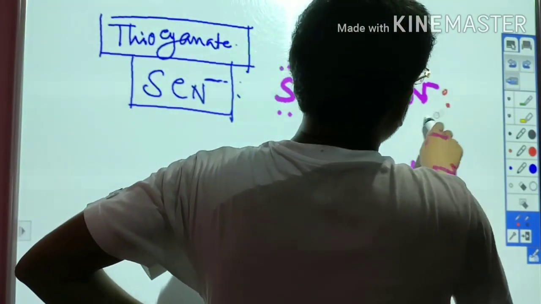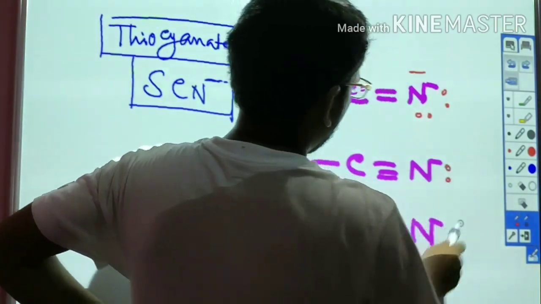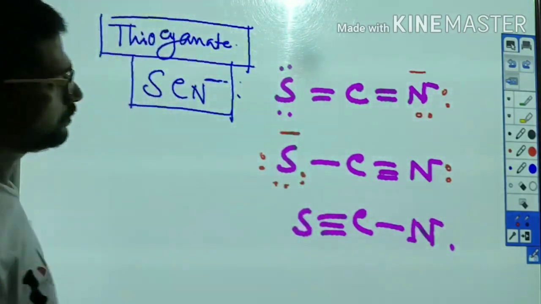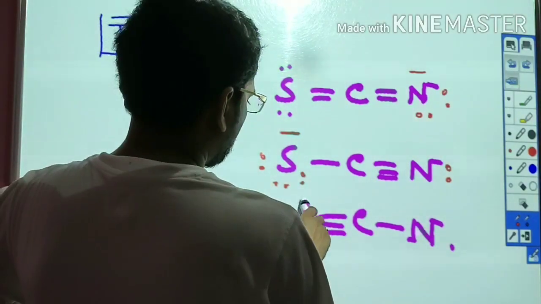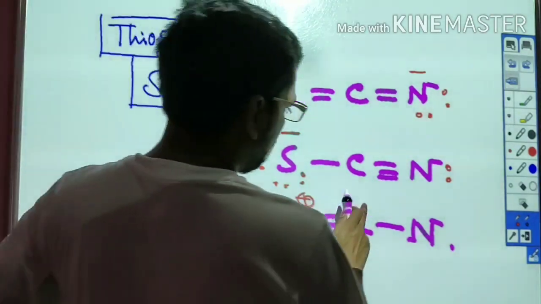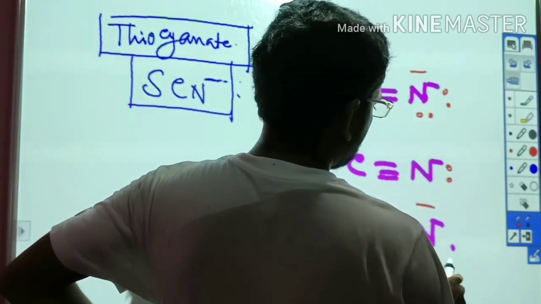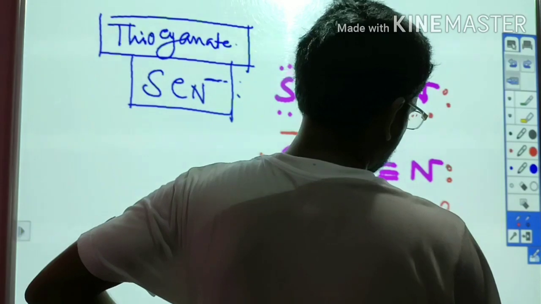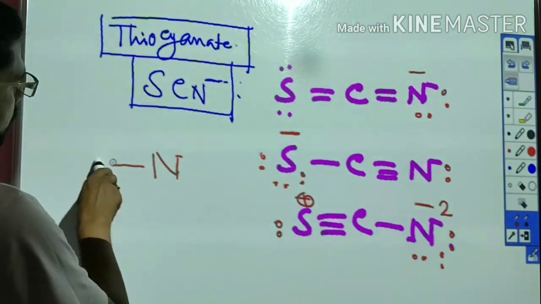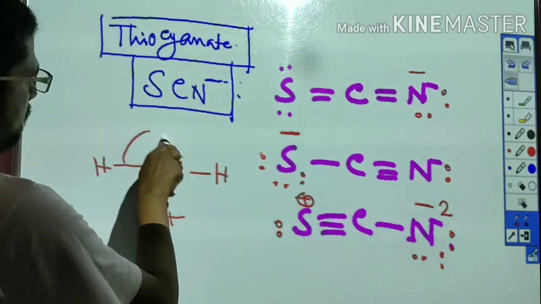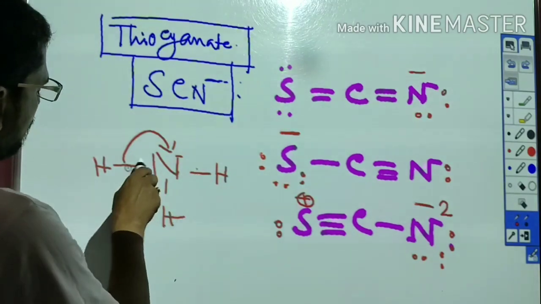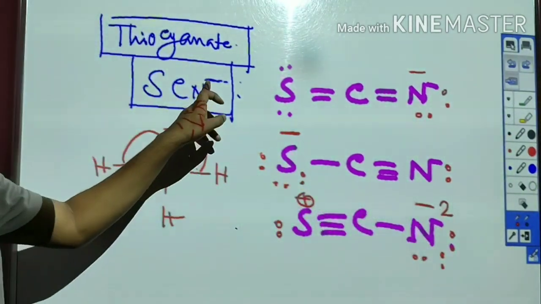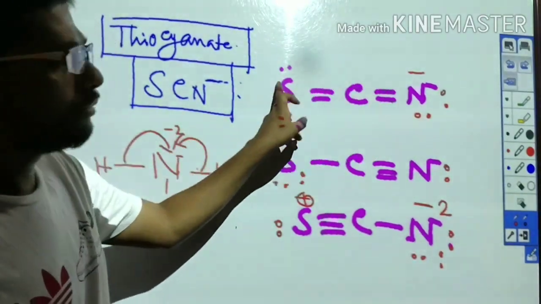Here it is negative, so 2, 4. Here only 2. Here oxygen like sulfur, so -1, so 2, 4, 6, 7. That's -1. Here sulfur is positive, so only 2. Here nitrogen: 2, 4, 6. If nitrogen forms 1 bond, then -2. If it forms 2 bonds, then -1. If it forms 1 bond, then -2. So overall charge is -1.